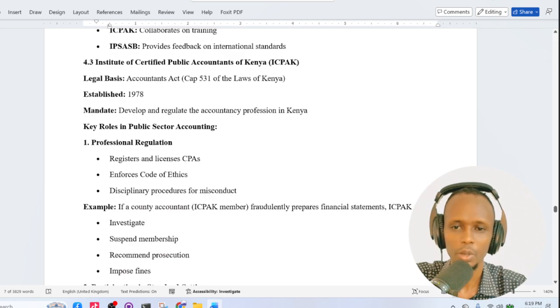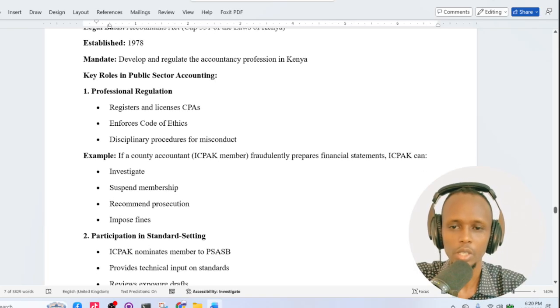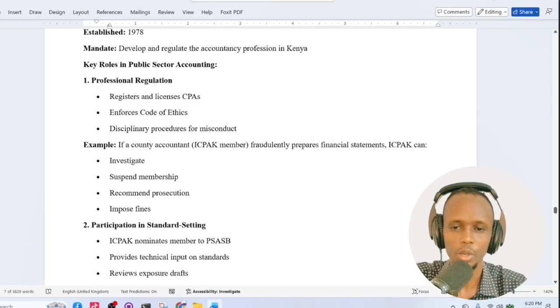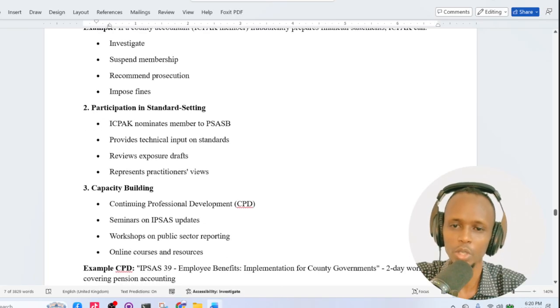So ISPAC, or the Institute of Certified Public Accountants of Kenya, which we are members of, established under Cap 531 of the laws of Kenya, established in 1978. The mandate was to develop and regulate the accountancy profession in Kenya. So the key roles include professional regulation. So everyone registers and they are licensed. They enforce code of conduct. So if a member fraudulently prepares financial statements, ISPAC investigates, suspend the member, recommend prosecution.